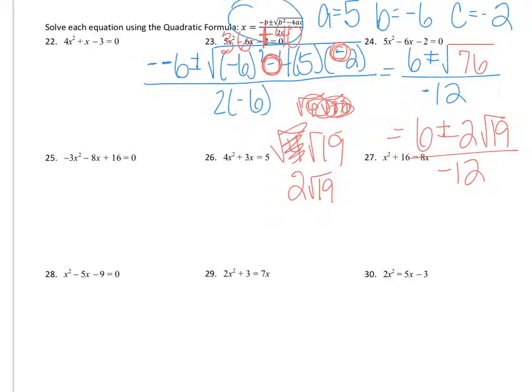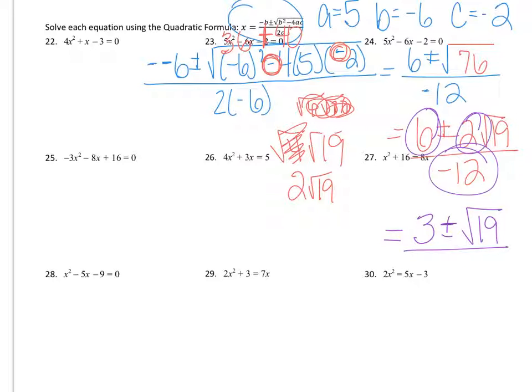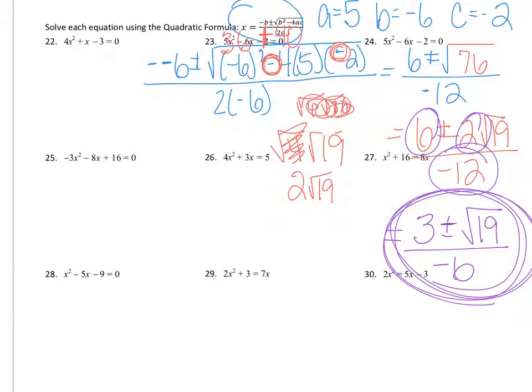And because 6, 2, and 12 are all divisible by 2, I can actually do that. 6 divided by 2 is 3. 2 divided by 2 is 1, so I don't need to put anything there. And 12 divided by 2 is negative 6. So right here, 3 plus or minus radical 19 over negative 6 would be my final answer.